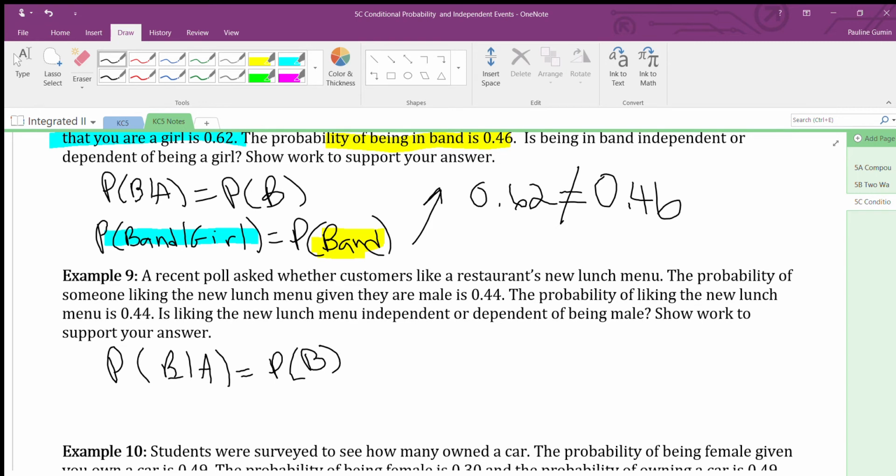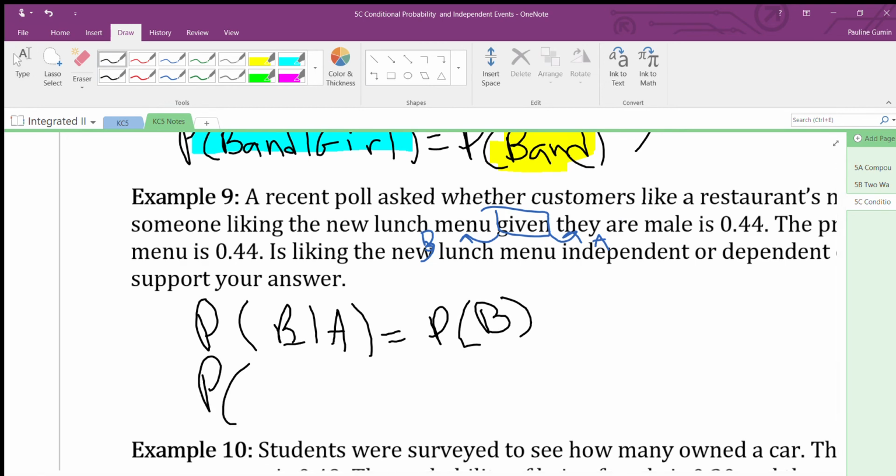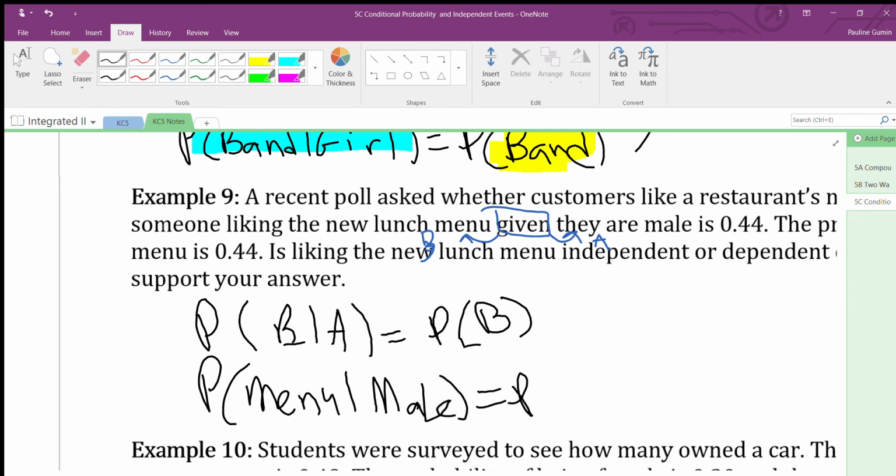A recent poll asks whether customers like a restaurant's new lunch menu. The probability of someone liking the new lunch menu, given they are male, is 0.44. The probability of liking a new lunch menu is 0.44. Is liking the new lunch menu independent or dependent on being a male? Let's check it out. Where is given? Ah, there you are. Let's mark you. Anything before is B, anything after is A. So our before would be lunch menu, so the probability of menu given male, and then just the menu.